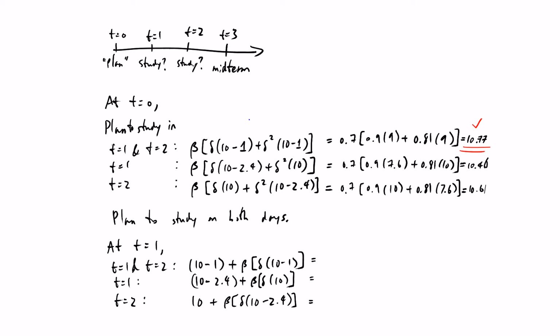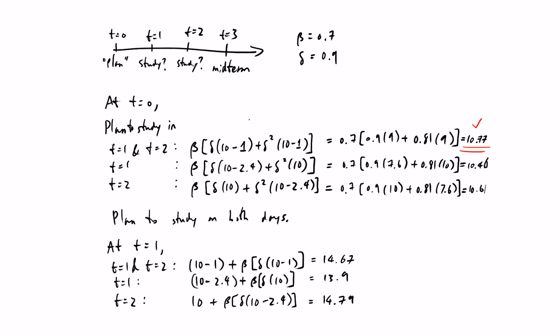All right. Once again, you can punch the calculator. Beta equals 0.7, delta equals 0.9. So what do you have? 9 times 0.9 times 0.7 plus 9. That's 14.67 today for the first option. Then the second option is 10 times 0.9 times 0.7 plus 7.6. That's worse, 13.9. And the last option, 7.6 times 0.9 times 0.7 plus 10, is 14.79.